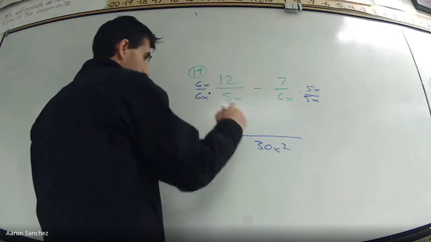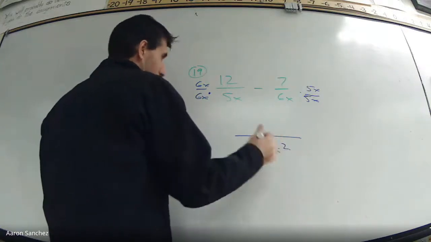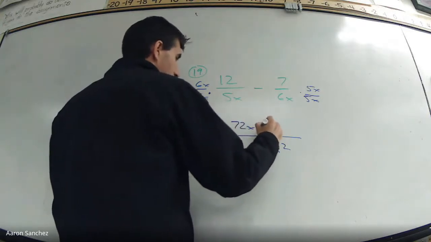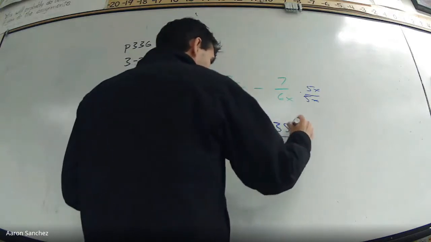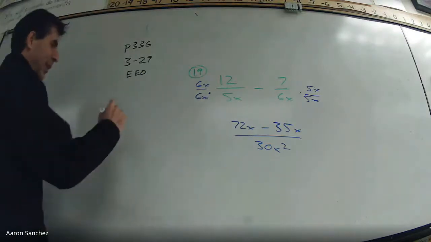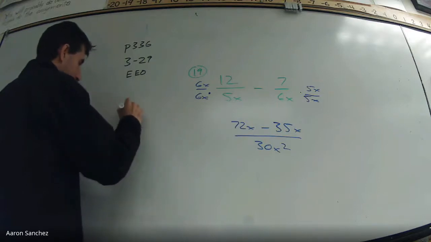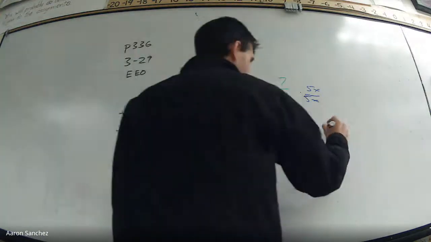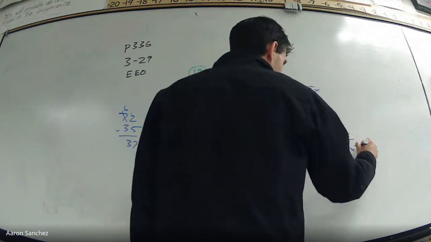So right, there's this. And we can just keep it all under one fraction. Just keep it easy. 6x times 12x is 72x, minus 5x times 7x is 35x. And now I can just subtract 35 from 72. 72 minus 35 is 37. So 37x over 30x squared.